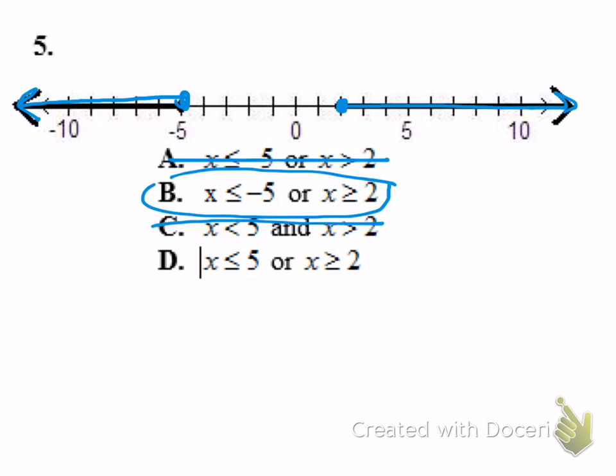Just to check, letter D says x is less than or equal to +5, which would be falling out there on the right, which is incorrect.